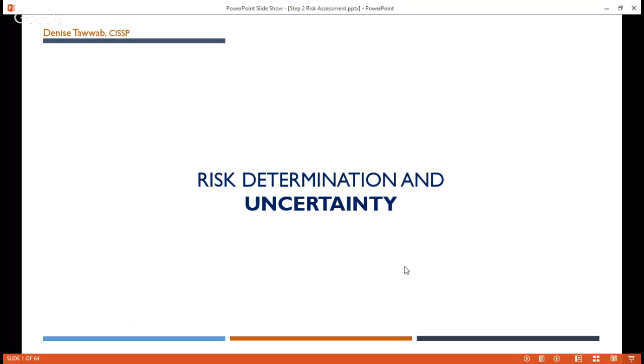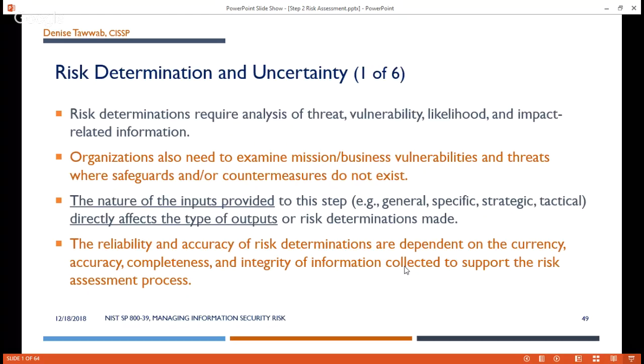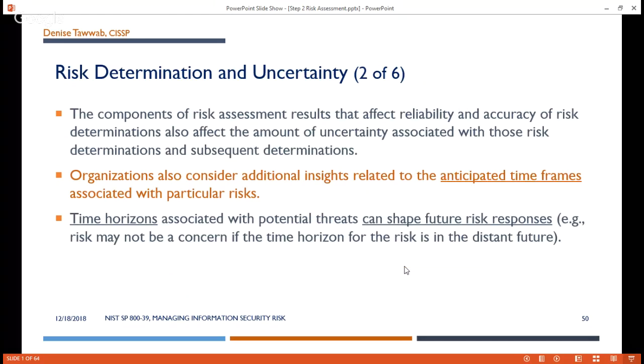Okay, risk determination and uncertainty. Risk determinations require analysis of threat, vulnerability, impact, and likelihood information. Organizations also need to examine the mission business vulnerabilities and threats where safeguards and/or countermeasures don't exist. The nature of the inputs provided to this step, for example, whether it's general, specific, strategic, tactical, directly affects the types of outputs or risk determinations that are made. The reliability and accuracy of risk determinations are dependent on the currency, accuracy, completeness, and integrity of information collected to support the risk assessment process. Garbage in, garbage out. The components of risk assessment results that affect reliability and the accuracy of risk determinations also affect the amount of uncertainty associated with those risk determinations and any subsequent determinations.